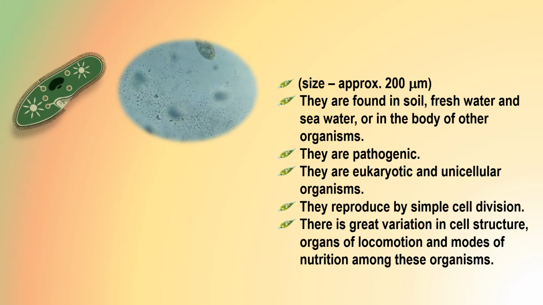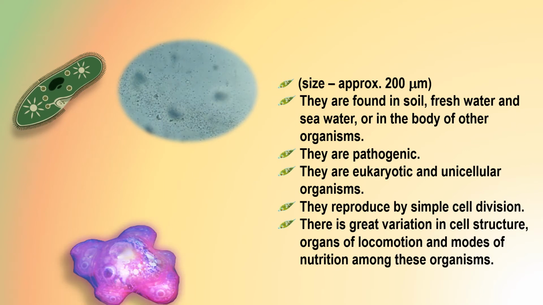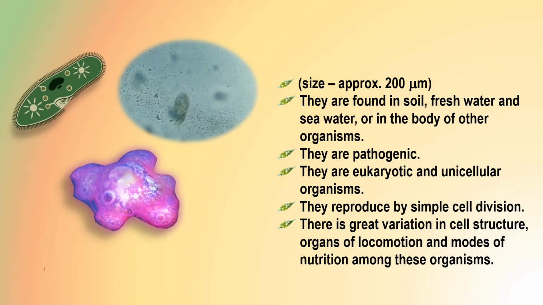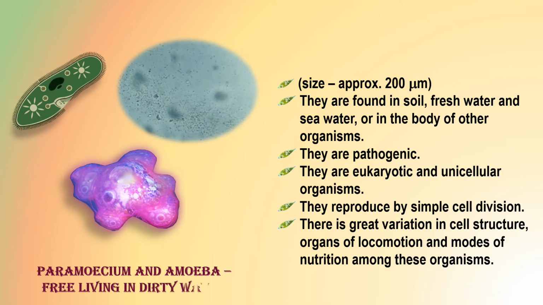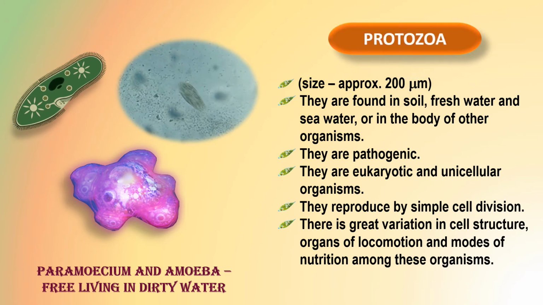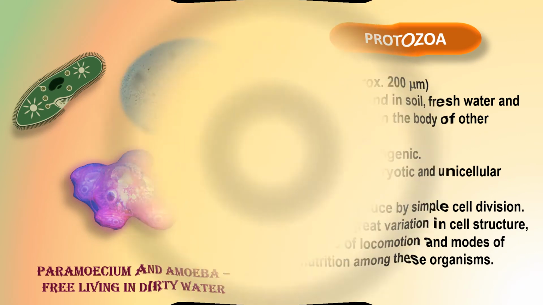Now, this is one type of organism belonging to this group. This is another one. These are Paramecium and Amoeba. They live in dirty water, and all organisms of this group are called protozoans. They belong to the group called Protozoa. Some more protozoans.